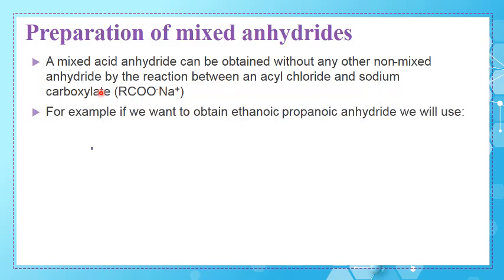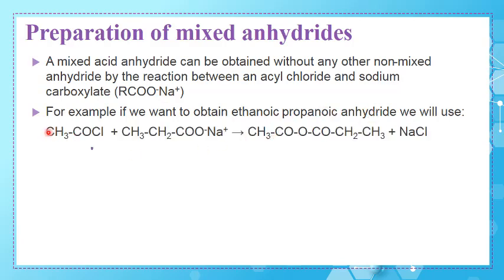So look at that example. If we want to obtain ethanoic propanoic anhydride, what do we have to use? We will use this acyl chloride with how many carbon atoms? 2. It means ethanoyl chloride, and here 3 carbon atoms, it would be sodium propanoate. Okay, the Cl from here and Na+ from here will be together to form NaCl, and this oxygen here will attach to this carbon here, producing this mixed acid anhydride.